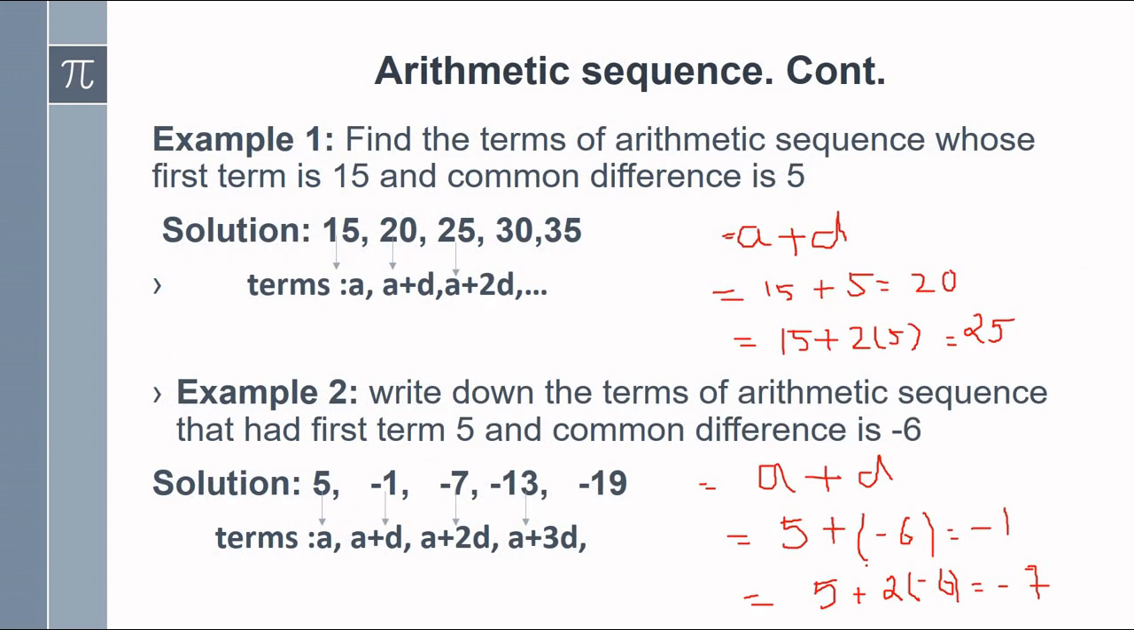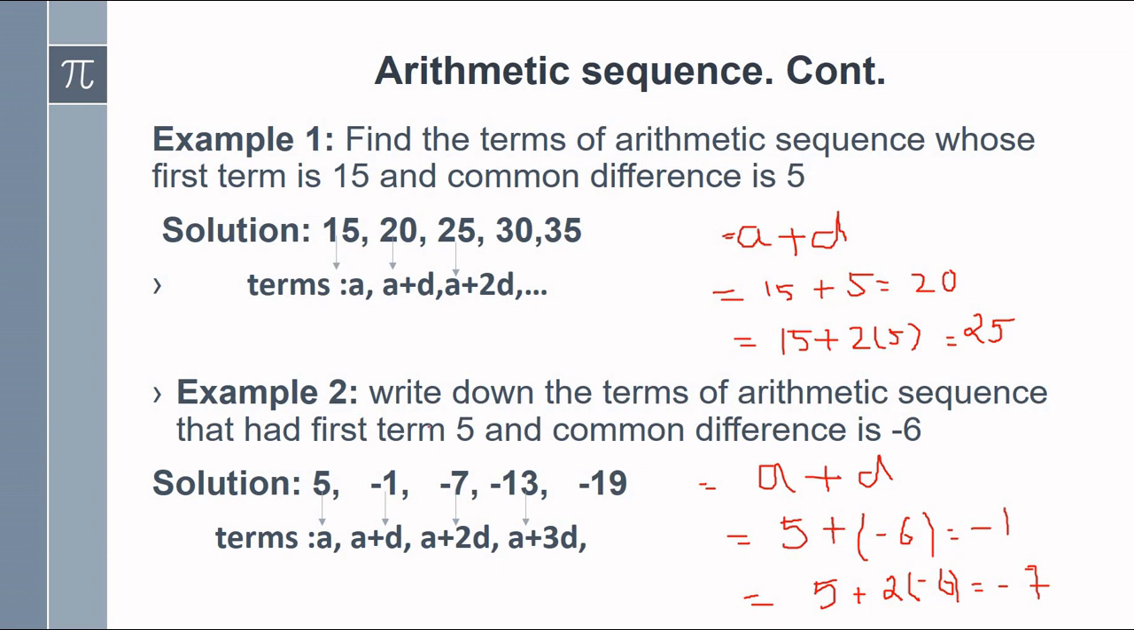Find the terms of an arithmetic sequence whose first term is 15 and the common difference is 5. We can see that the first term is 15, which is a, and the common difference is 5, which is d. We will use these values to compute the next term in the sequence by putting them in the equation. A is 15, d is 5, and if we compute we get 20, which is the next term in the sequence. If we want to find the third term, we take a plus 2d, we put a, we put d, and we get 25, which is the next term in the sequence. So we can use this formula to find the upcoming terms.